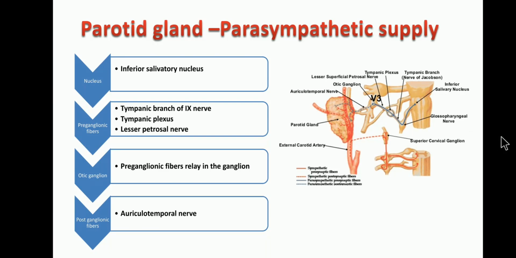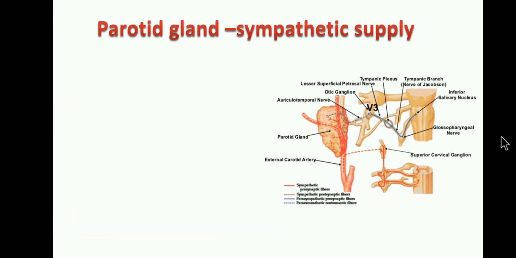Now, the gland also has a sympathetic supply, vasomotor. They arise from the lateral horn cells of the upper thoracic segments of the spinal cord.